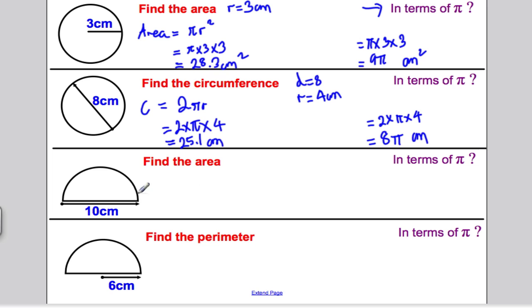Okay, next question. Find the area of this here, which is a semicircle. What do they tell you? Well, they tell you the diameter is 10, so always write down your radius.